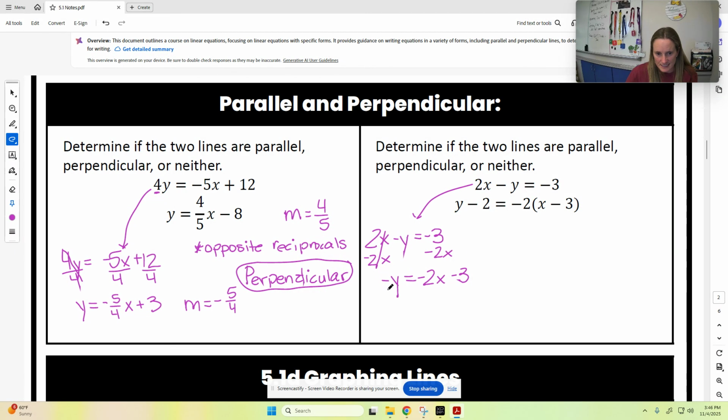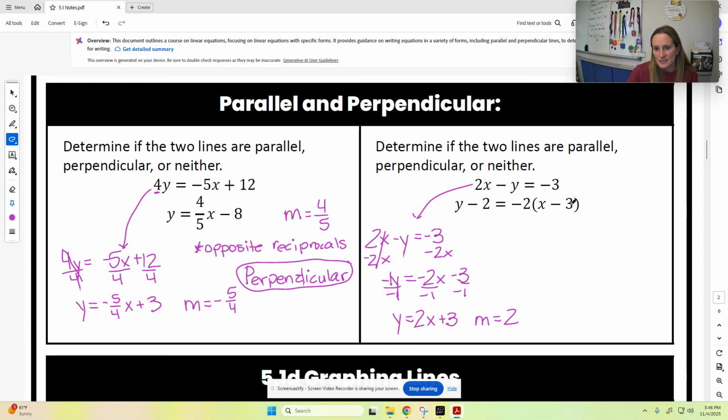Now I need to get rid of the negative that's in front of the y. So that negative is the same thing as a negative 1. So I'm dividing everything by negative 1. Dividing by negative 1 has no effect other than flipping the sign. So this is going to simplify to y equals positive 2x plus 3. So the slope of this top line is positive 2.